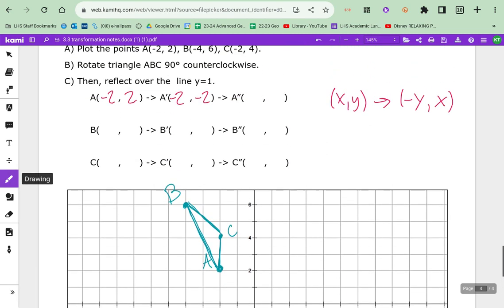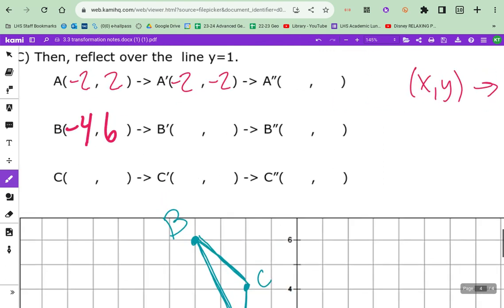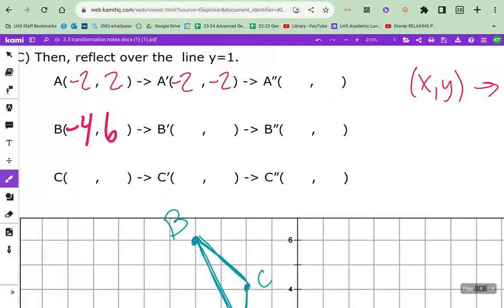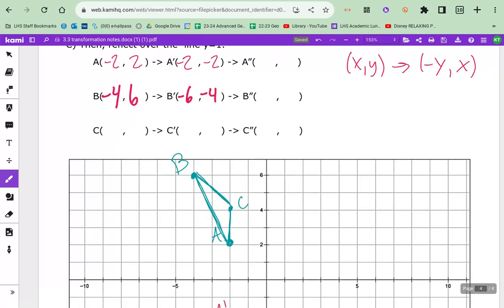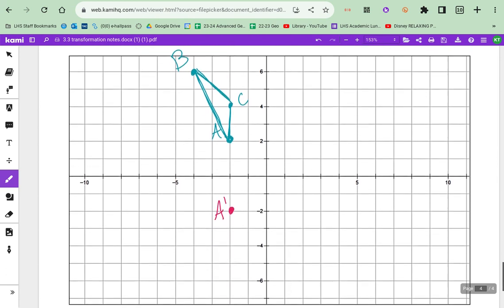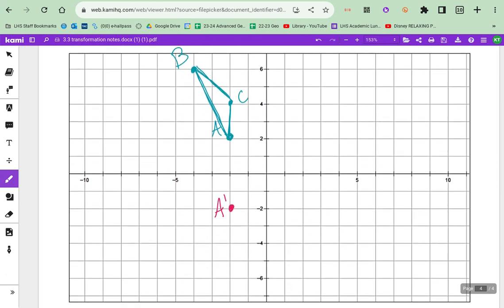Okay, so for B, our original B was at negative 4, 6. So the rule says first they switch places, so 6, negative 4. And then the first one changes sign, so negative 6, negative 4 is our new B. Yours are split up a little bit, but same thing, just different order. So negative 6, negative 1, 2, 3, 4.